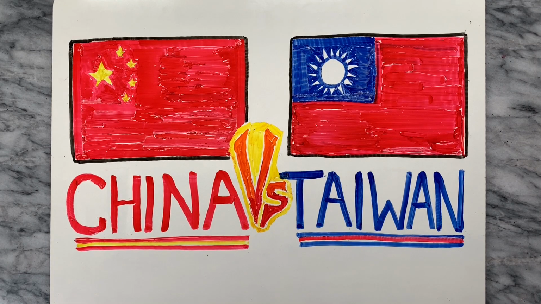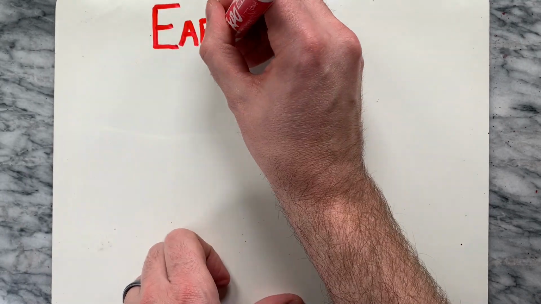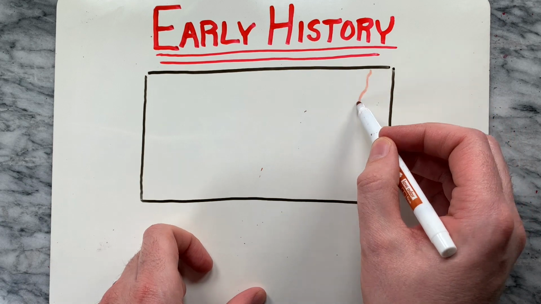The conflict between China and Taiwan has been heating up recently. In this video, we'll cover the basics you should know so you can be better informed about events moving forward. First, let's take a look at the early history of Taiwan.